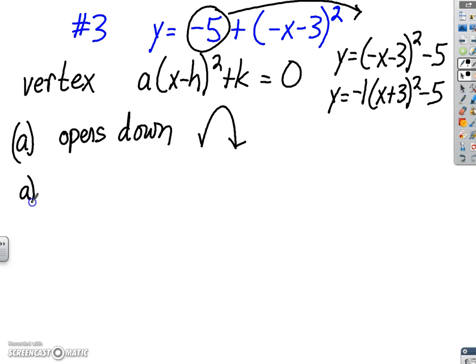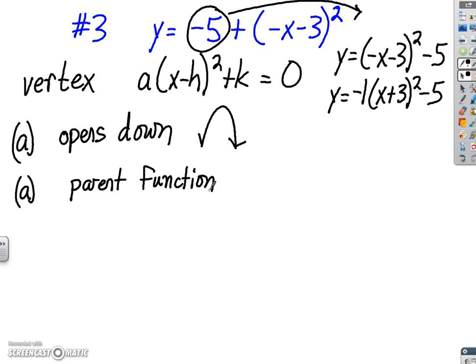We can also look at that A and see, hey, it's a 1. So is it wider? No. Is it narrower? No. This right here just happens to look like our parent function, okay? So it looks like its parent. It's neither wider nor narrower. It hasn't moved anywhere. It is exactly 1. So it's no wider, it's no narrower. It's just like the parent function. It's just opening down.